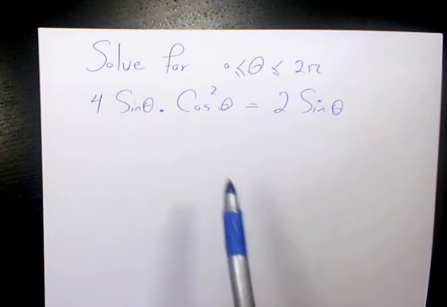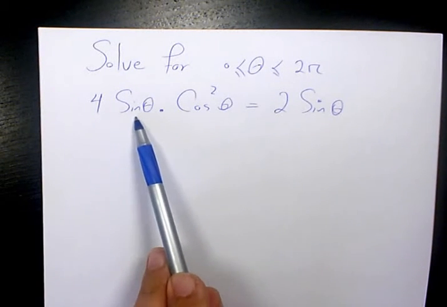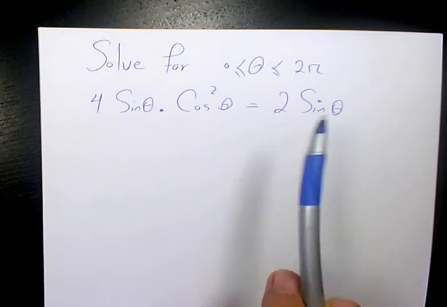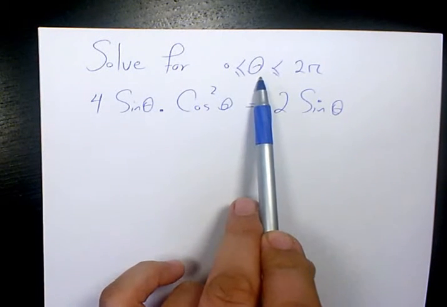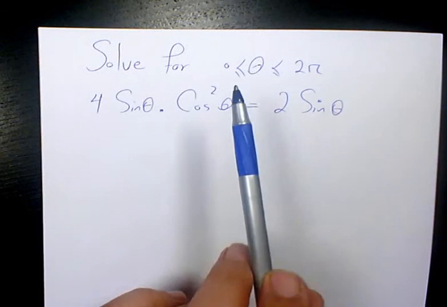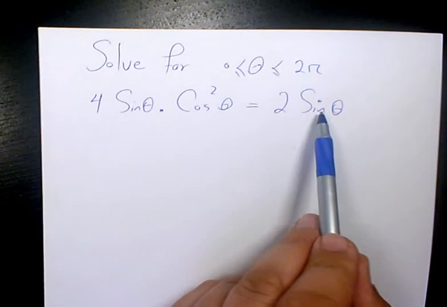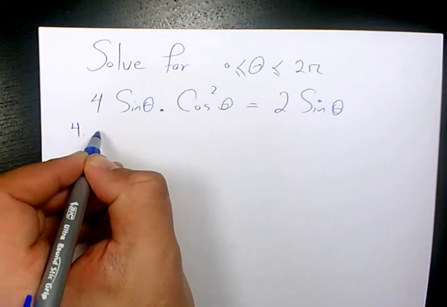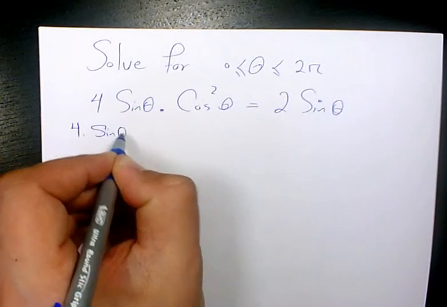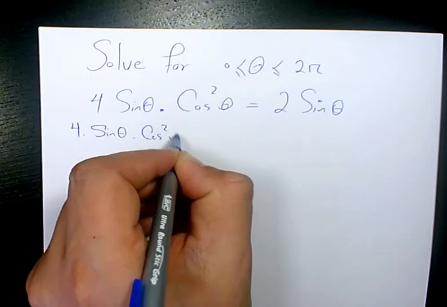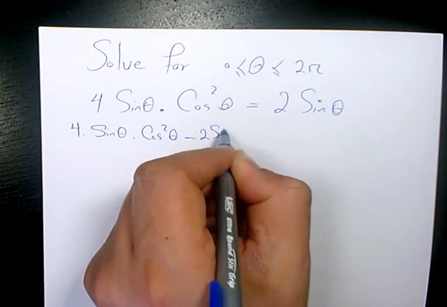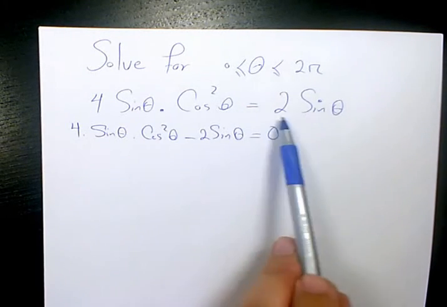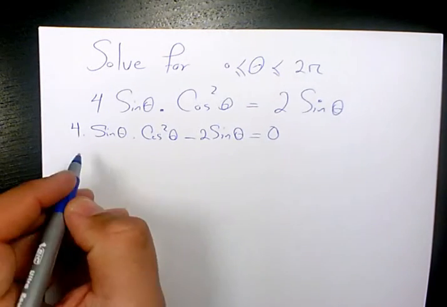So in this video I want to solve 4 sine theta times cosine squared theta equals 2 sine theta, and we need to solve it for theta between 0 and 2 pi. First thing I want to do is move the 2 sine theta to the left hand side. So we have 4 times sine theta times cosine squared theta minus 2 sine theta equals 0. Because when you move it to the left hand side, there is nothing here, so that's 0.